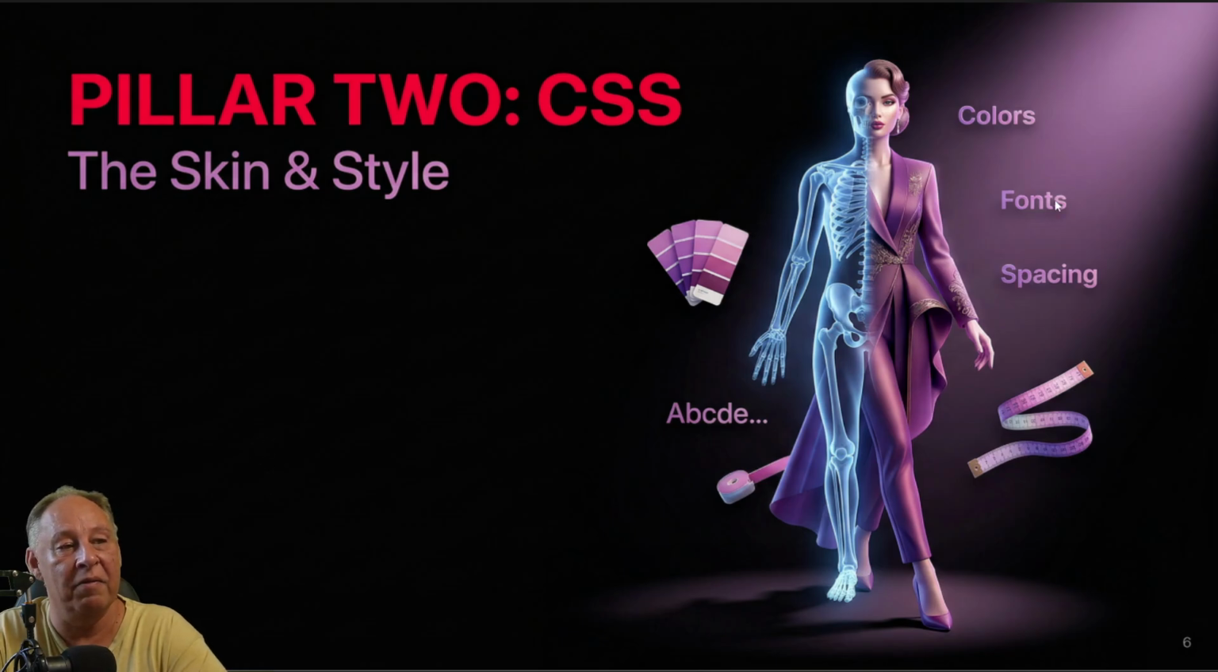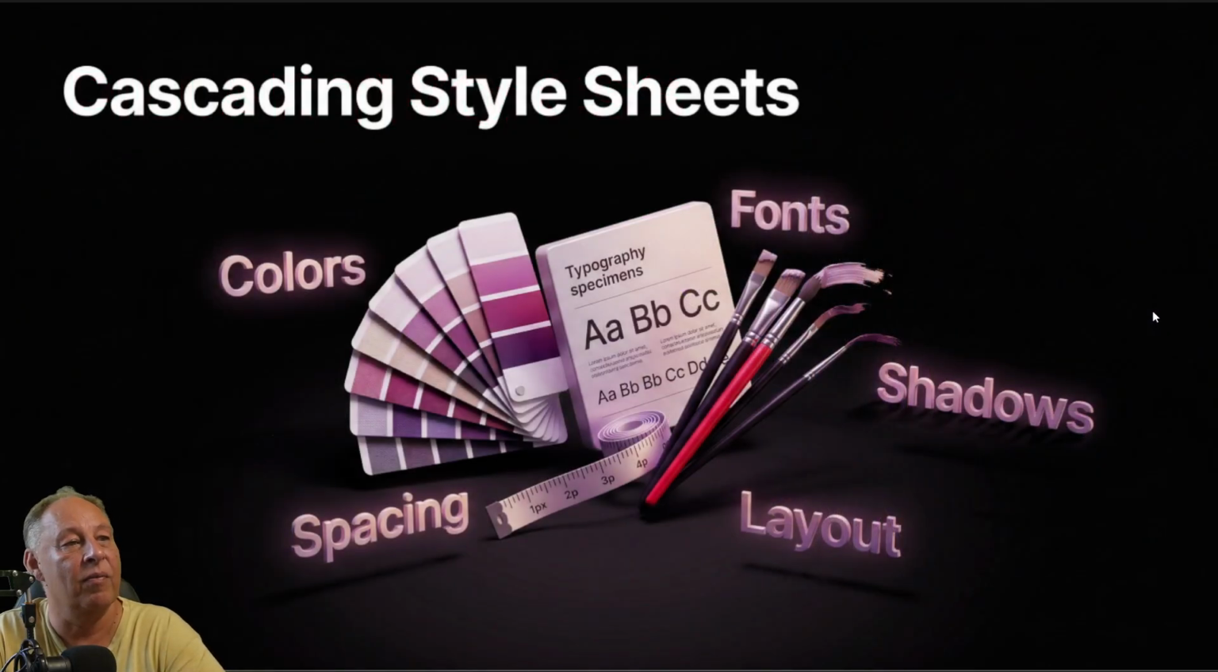All right, so we have, as you can see, here's the skeleton, the structure, and now we're going to make it look great, beautiful, professional. And that is your Cascading Style Sheets, CSS. And what is part of CSS, much more than just spacing. There's also colors, fonts, shadows, layouts, rounded corners, all kinds of things like that.